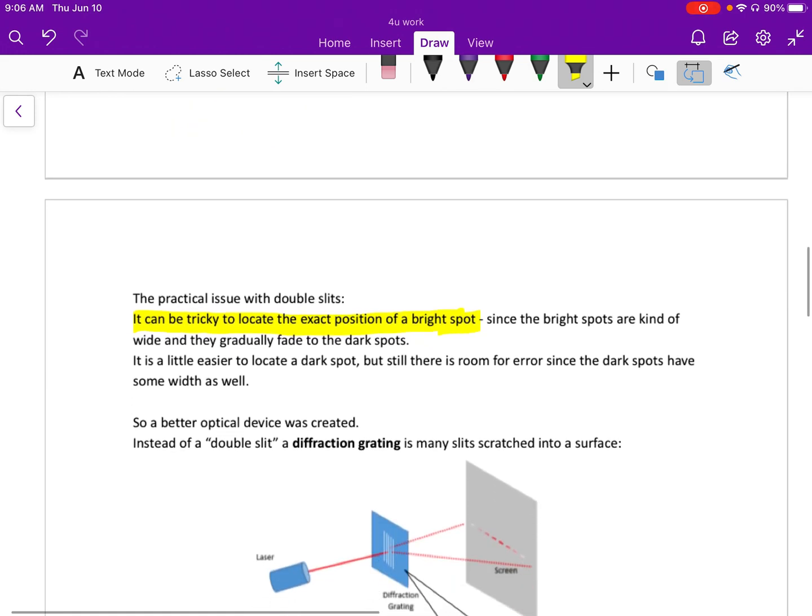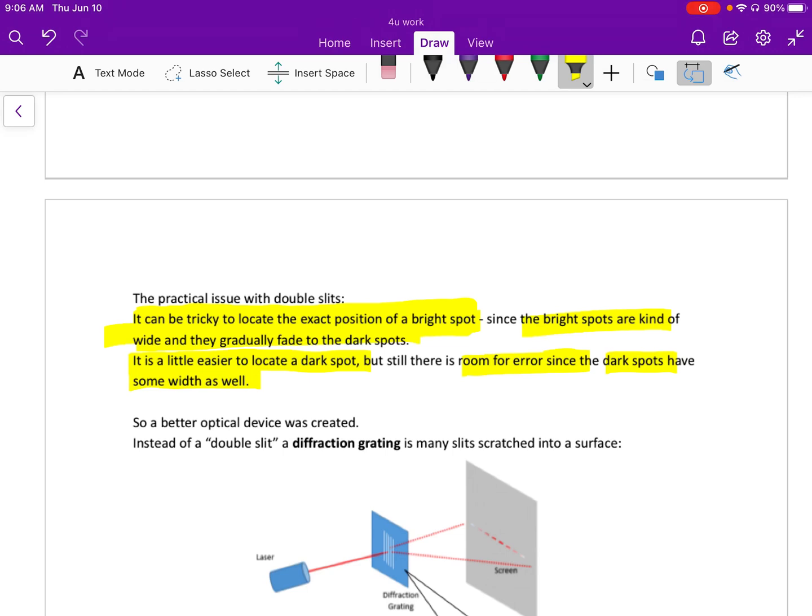Even if we're just using our eyeballs, it's tricky to locate the exact position of a bright spot because of that gradually brightening and gradually fading that goes on. It's a little bit easier to locate a dark spot. You just look for where there's no light, but even the dark spots aren't really narrow. Since they have some width, there's still some room for error in locating the dark spots. So double slits are super cool.